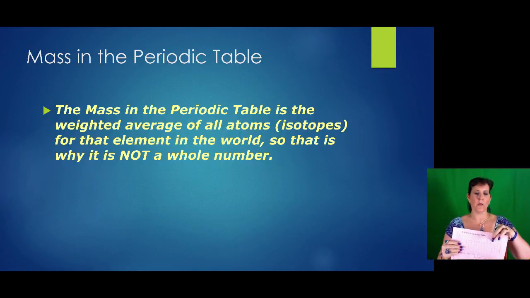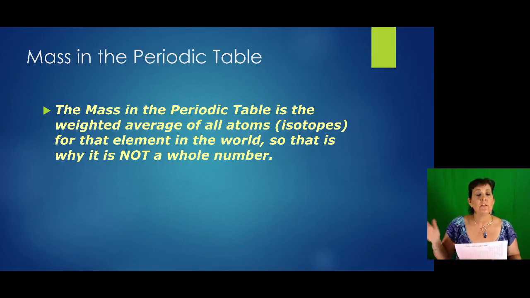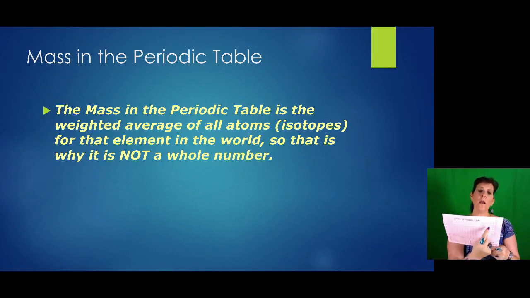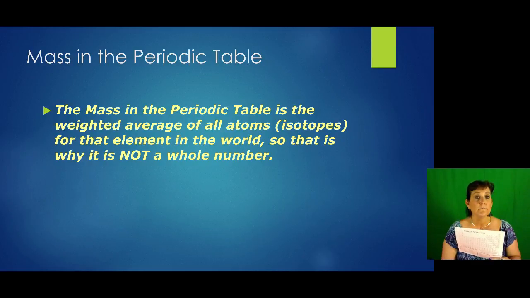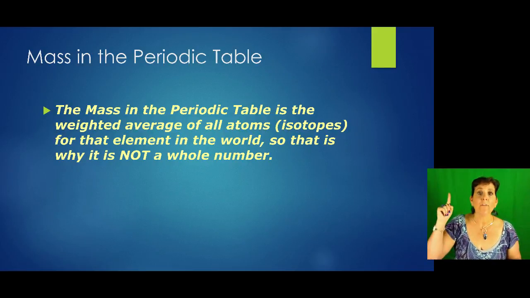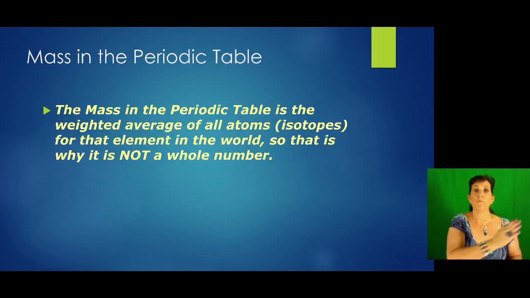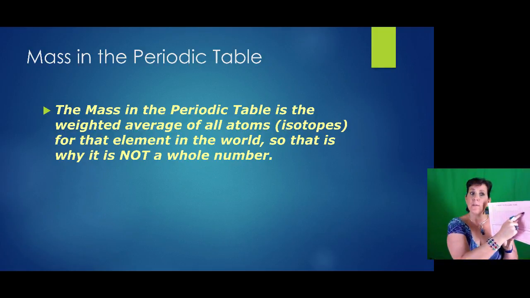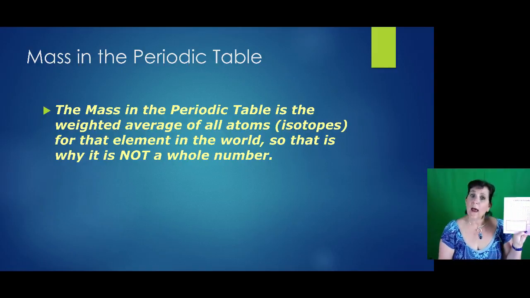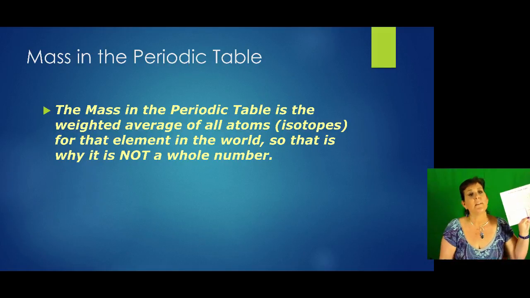So let's look at carbon. Now remember, carbon comes in 11s and 12s and 13s and 14s. So what do you think the 12.011 is? It's the average of all the isotopes of carbon in the world. Okay, so it's not the mass of one atom. The mass of a carbon atom is 11 or 12 or 13 or 14. But if you average those all together, we get 12.011. Okay, so the number that's the mass in the table is the weighted average of all the isotopes for that element in the world. That's why it's not a whole number, because it's an average.